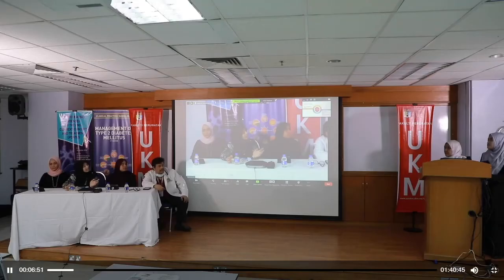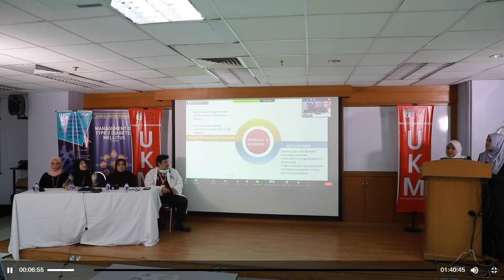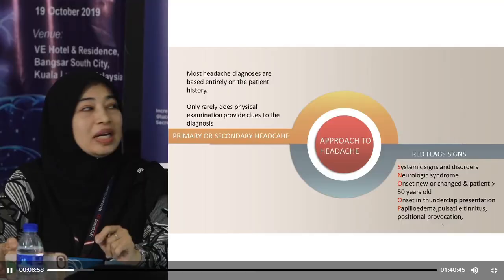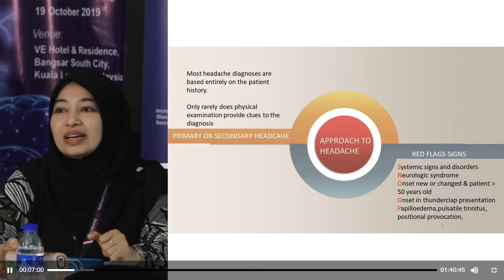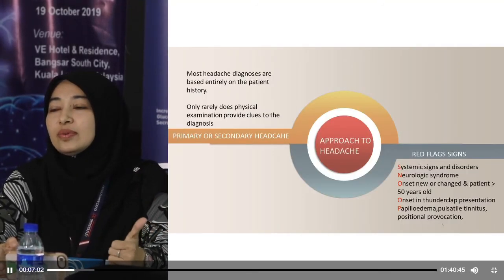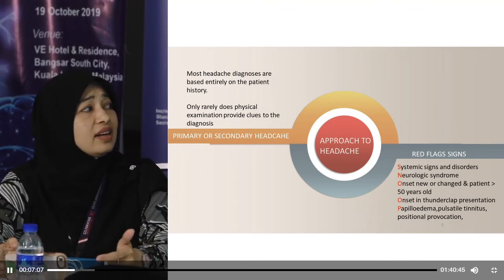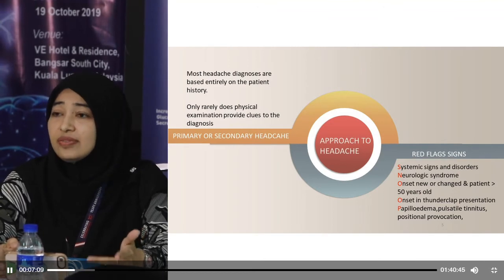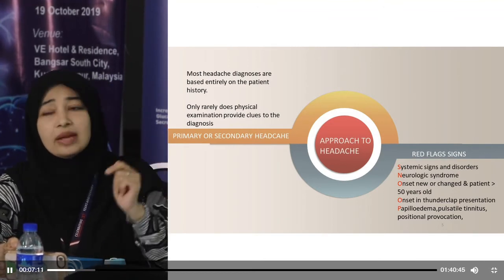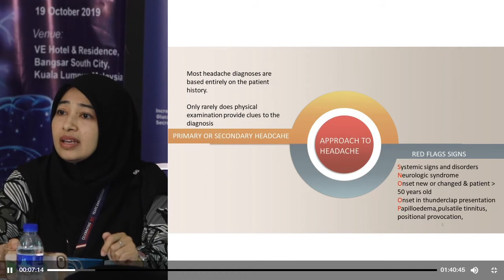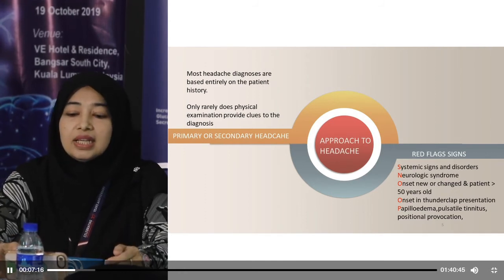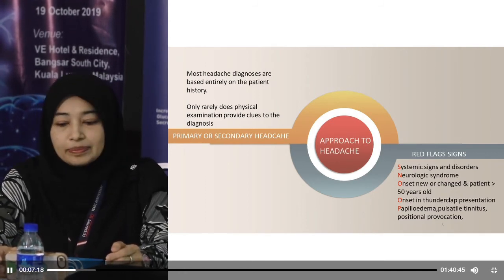So whenever you, mainly in primary headache, is there any slide here? Okay, all right. So this is basically approach to headaches. So as I mentioned to you, one important question you have to ask is whether this is primary or secondary headache, and is there any red flag sign? So if you can answer these two questions, then I think you can manage this case effectively. Next slide.